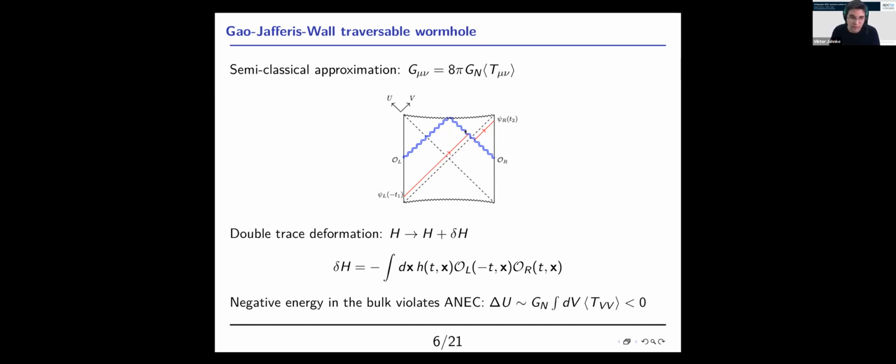And what Gao, Jafferis, and Wall observed is that this delta U can be negative if one considers quantum mechanical effects. So physically, it's like the particle is escaping from the black hole. Is that something which is accepted in the community, or what's going on here? I think this is accepted in the community. It's just a quantum mechanical effect. At the classical level, nothing can escape from the black hole.